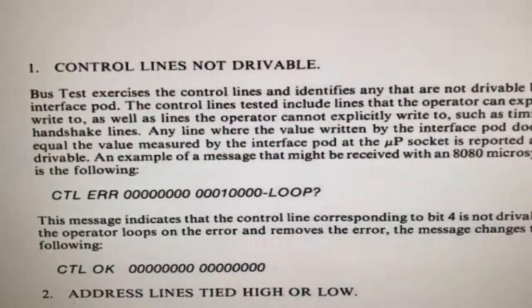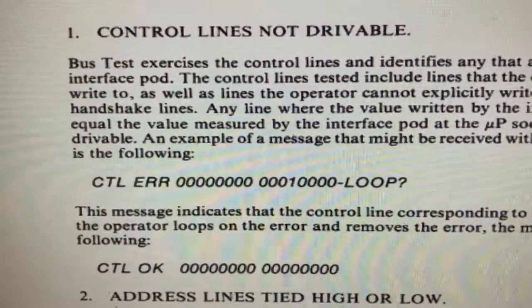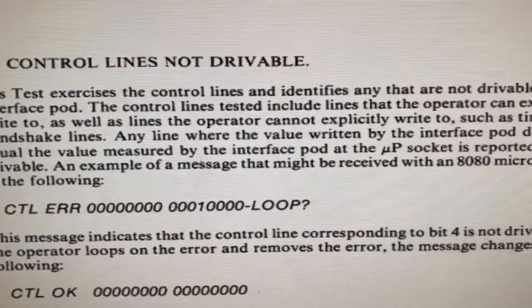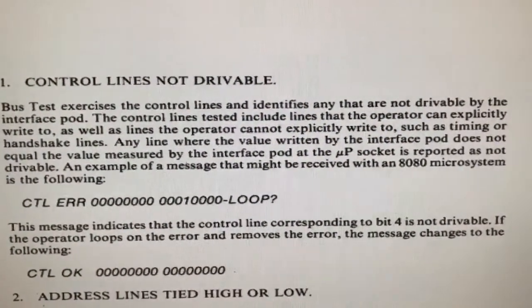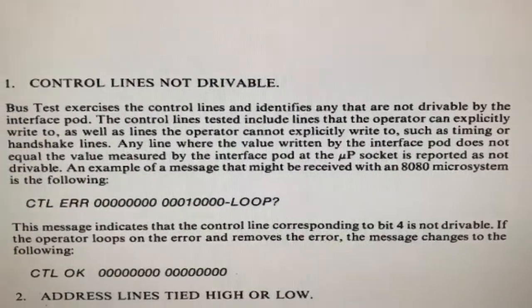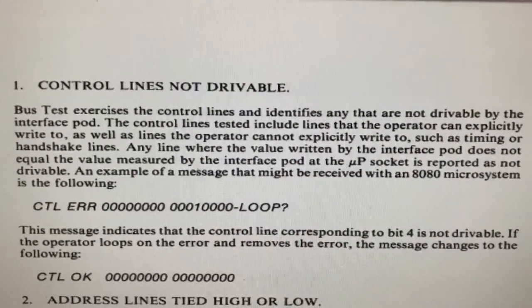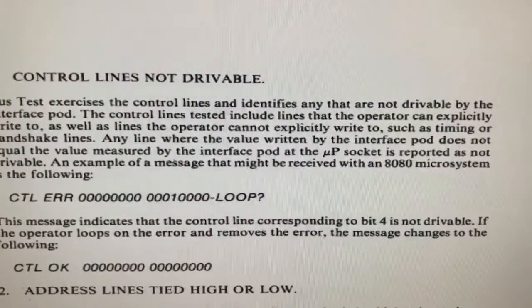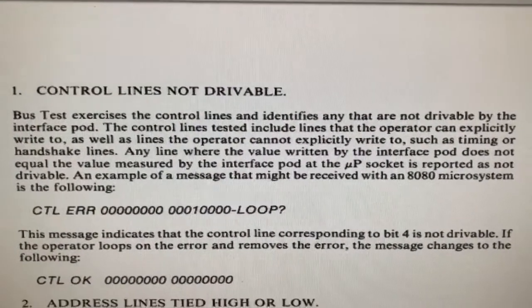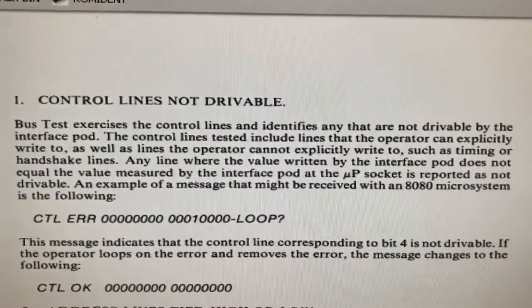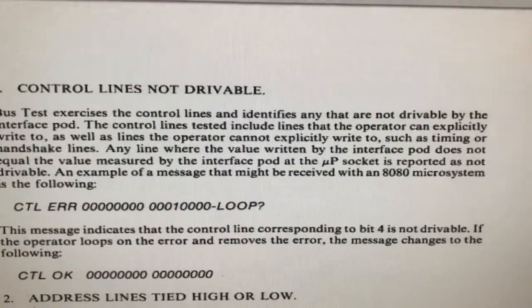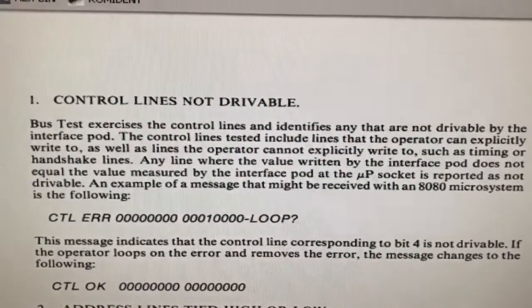A little digging in the manual, and we find the exact error. It says the bus test exercises the control lines and identifies any that are not drivable by the interface pod. The control lines tested include lines that the operator can explicitly write to, as well as lines the operator cannot explicitly write to, such as timing or handshake lines. Any line where the value written by the interface pod does not equal the value measured by the interface pod at the micro P socket is reported as not drivable.